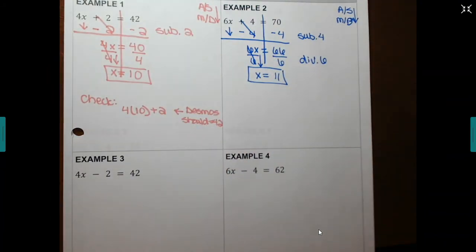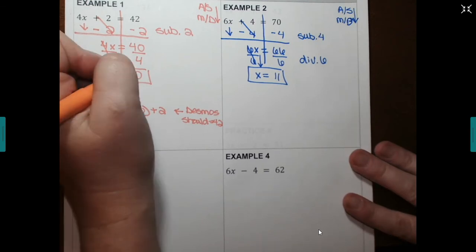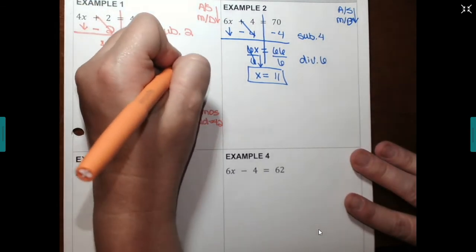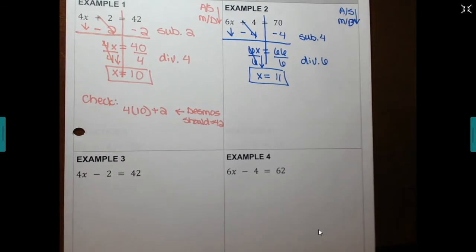Oh my gosh, guys, I forgot to write my second step on the last problem. So on example 1, quick reminder, my second step was actually to divide by 4. Whew, it's a close one.